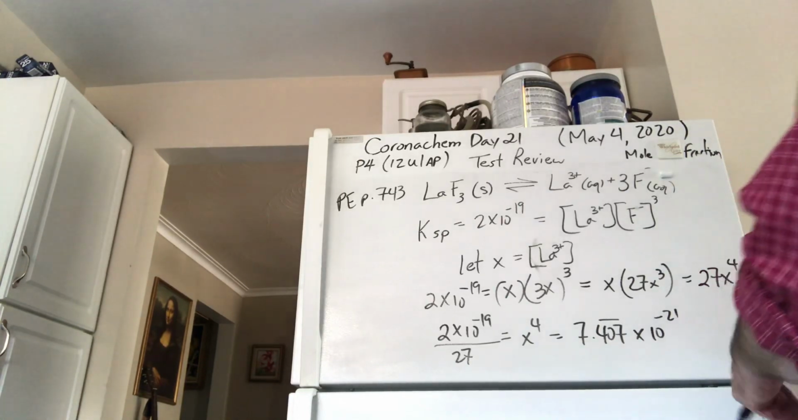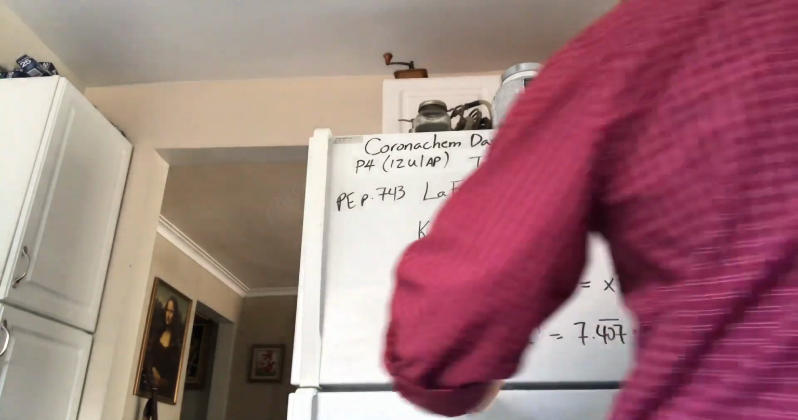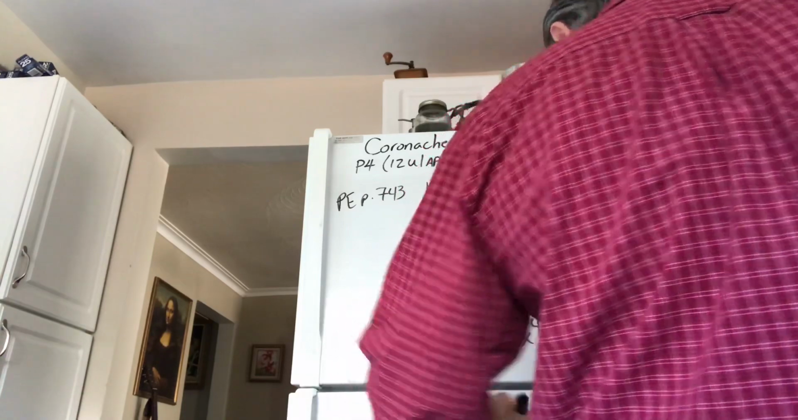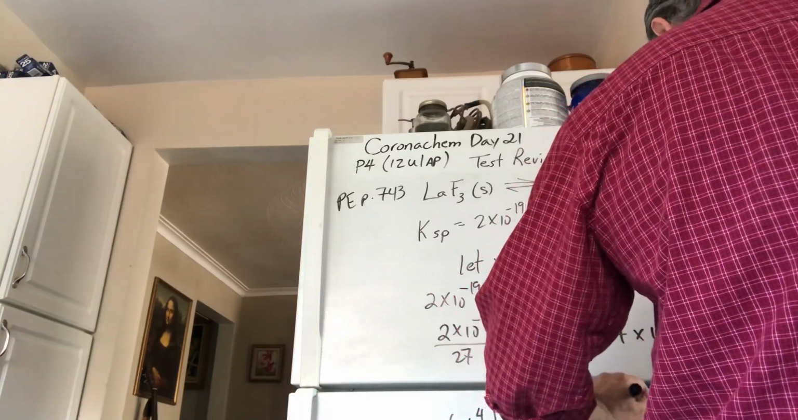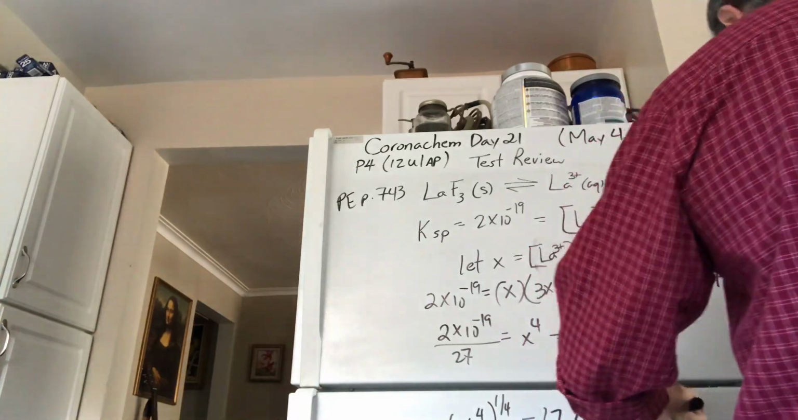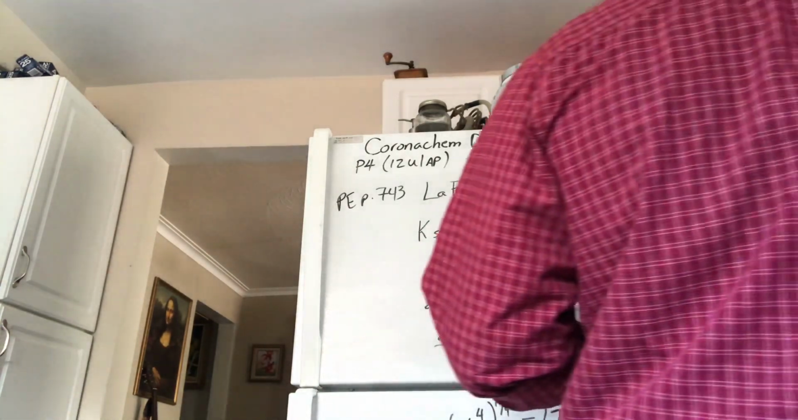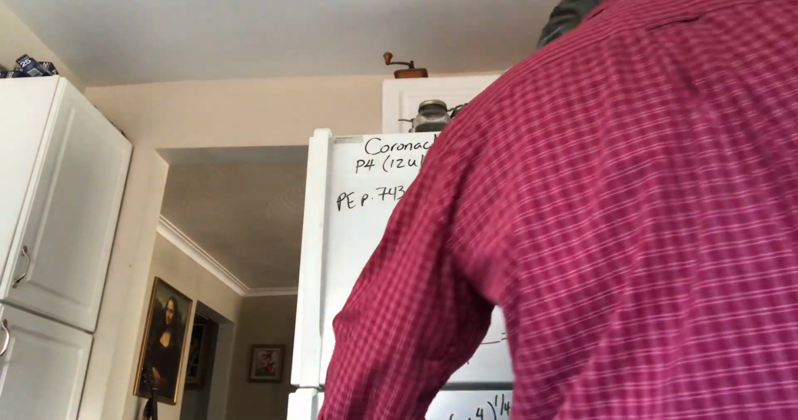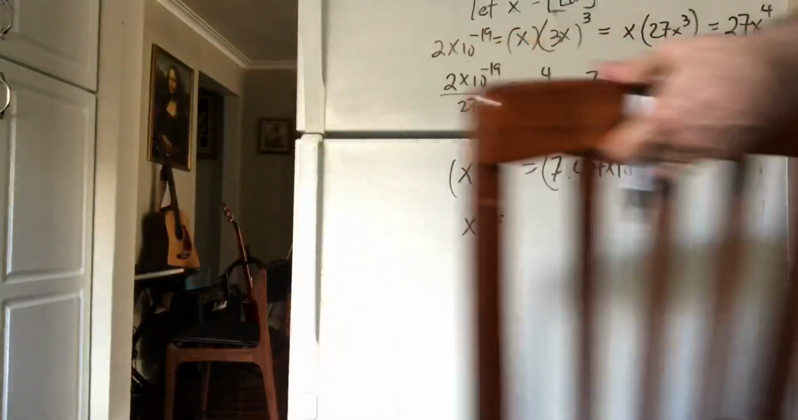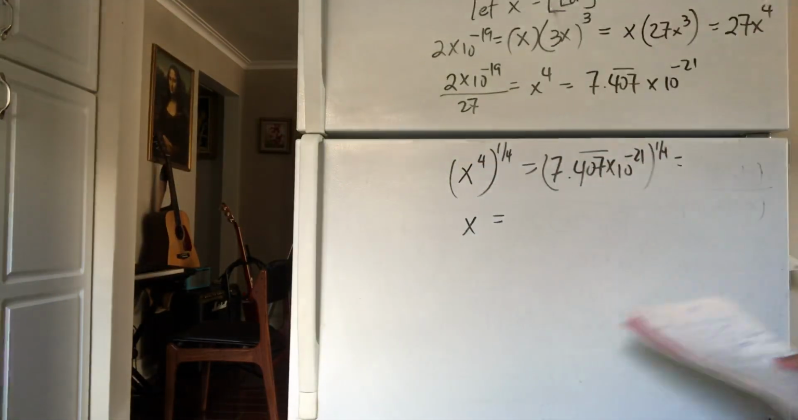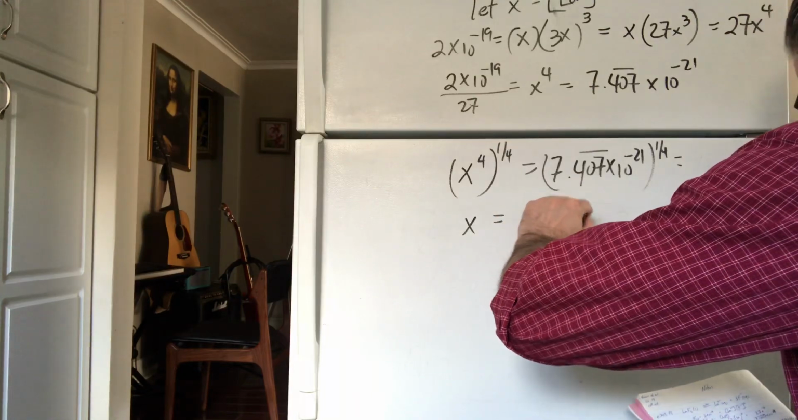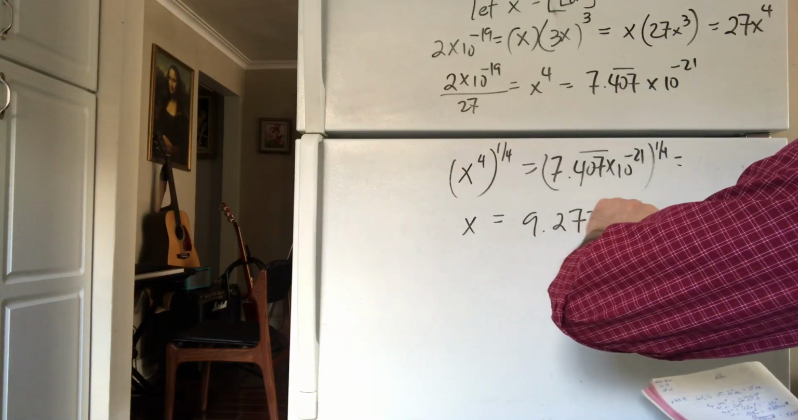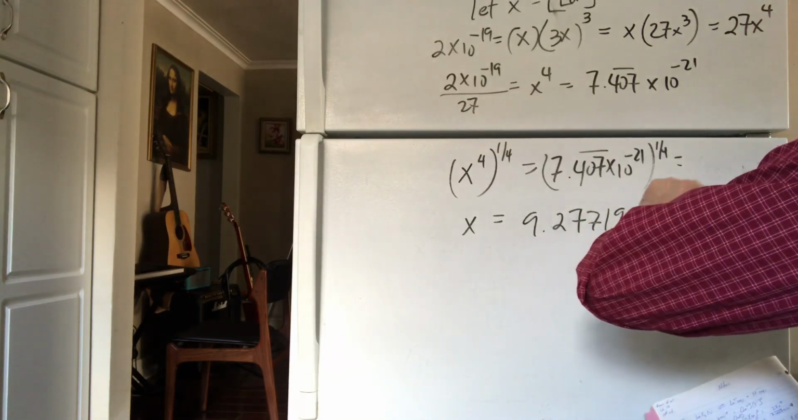Now what you do is you take the 1/4 power of both sides, right? So if you take X to the power of 4 and you raise it to the 1/4 power, you're getting X to the power of 1. Do the same thing on the other side. You can do that. So 10 to the negative 21 raised to the 1/4 power, you're going to get the value of X. So X equals 9.2771922 times 10 to the power of negative 6.